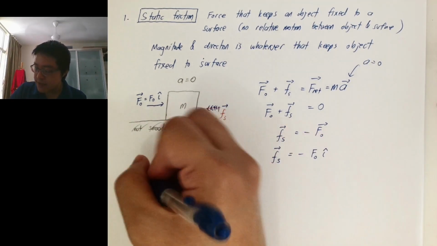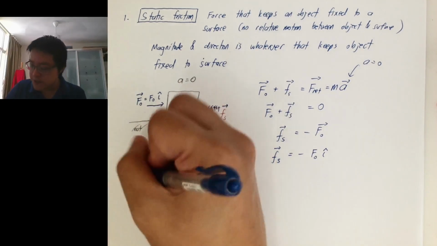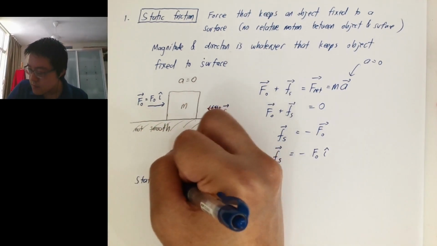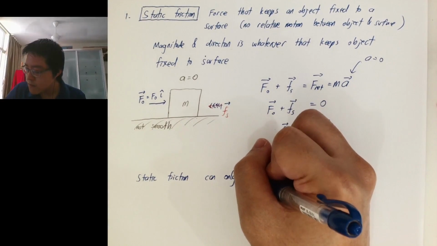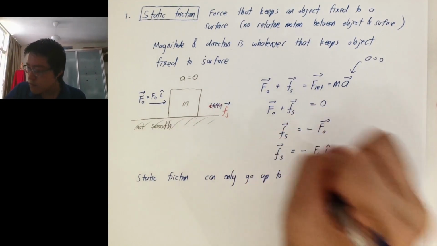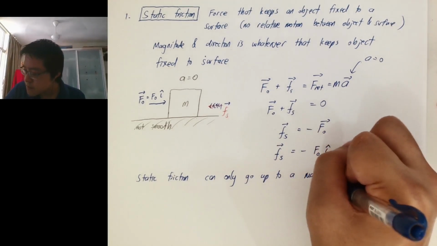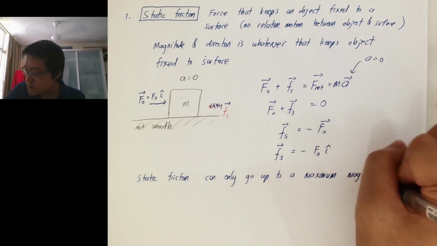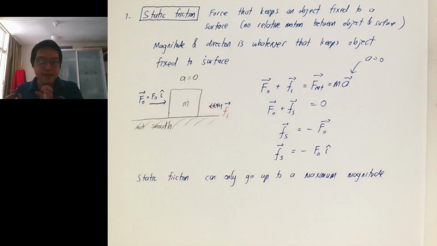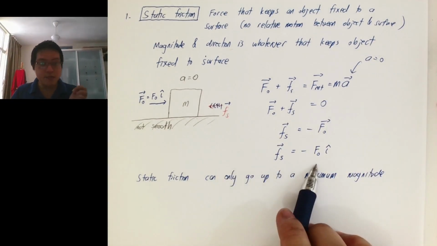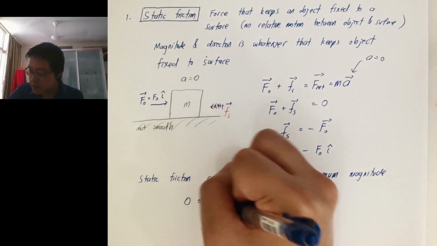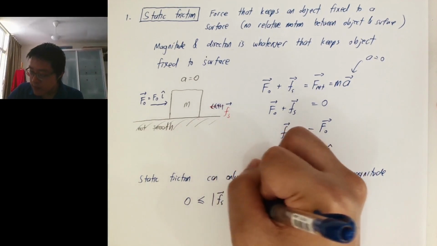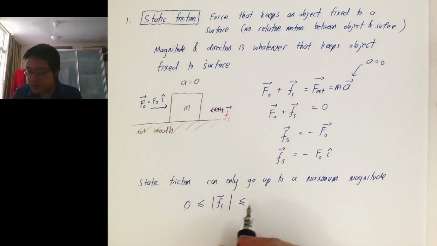what I have here is another property of static friction. So static friction can only go up to a maximum magnitude. So that means the static friction can automatically match your force, but if you go higher than its maximum, then you cannot. Okay, so in other words, the magnitude of static friction can only exist in this domain between 0 until some maximum value.